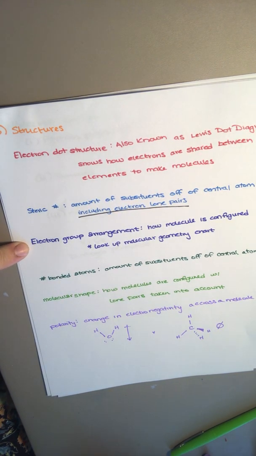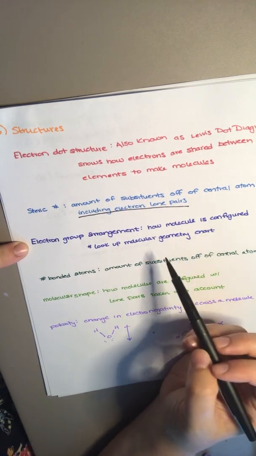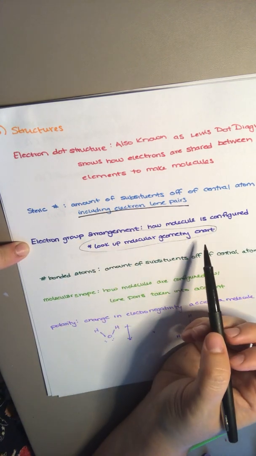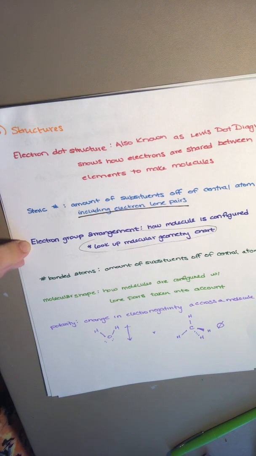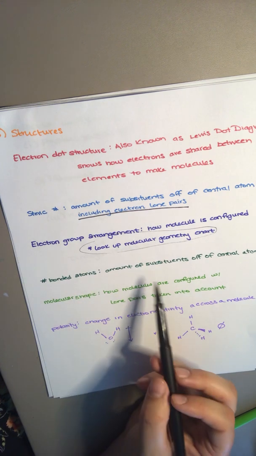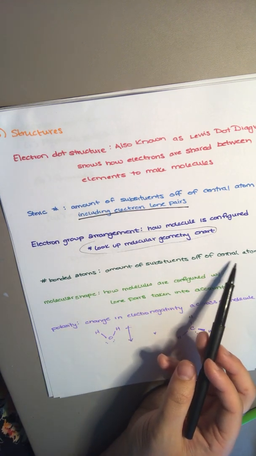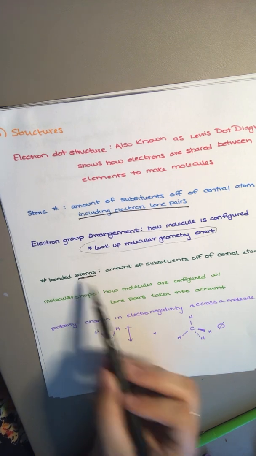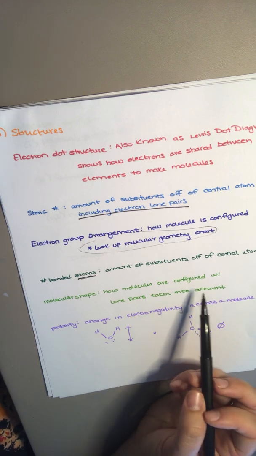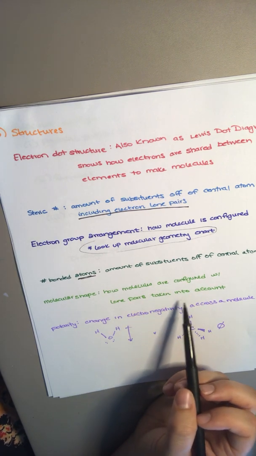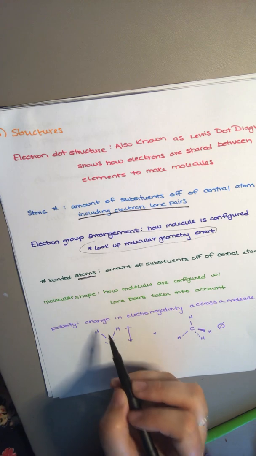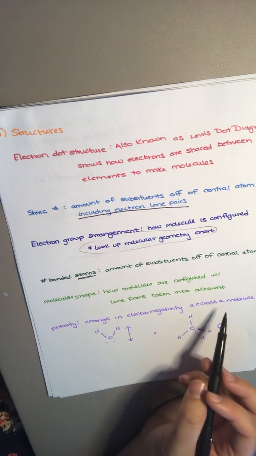For our electron group arrangement, we have how the molecule is actually configured, and we can look up or find the molecular geometry chart that the lab gives us, and this can be very helpful. We have our number of bonded atoms, or just the substituents to the central atom that are other atoms. We have our molecular shape, which is how the molecule is configured with lone pairs taken into account, so if they were kind of invisible. And then we have polarity, which is going to be a larger change in electronegativity across a molecule.